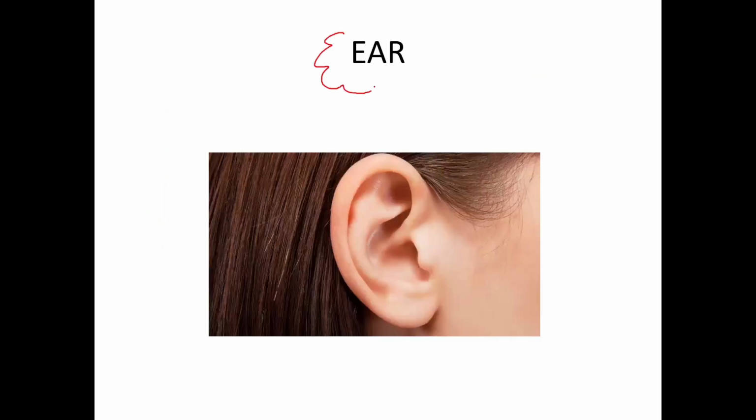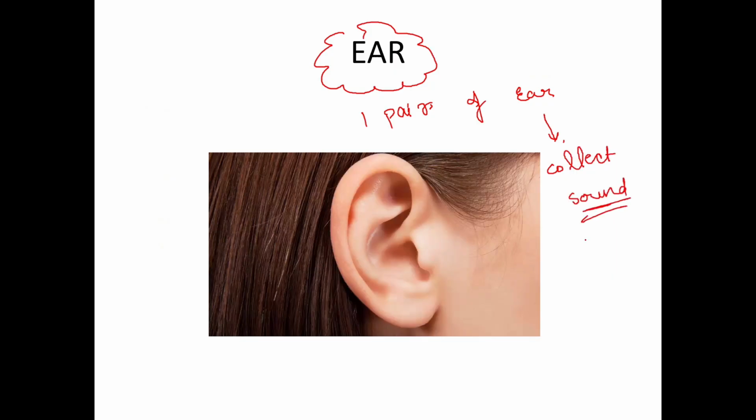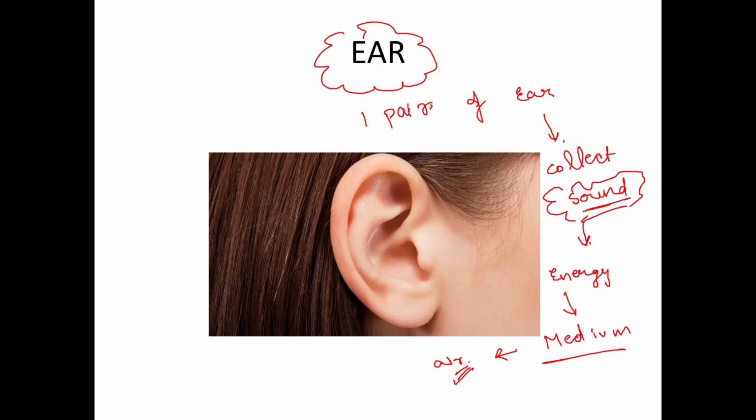Come on, the amazing sense organ, that is the ear. We know we have one pair of ears, and the function of the ear is to collect sound waves. We already know about the property of sound: it is a kind of energy which needs to travel through a medium. The medium is air. So sound travels only in a medium, and that medium is air. So look, this is the external part of the ear, that region called the pinnae.